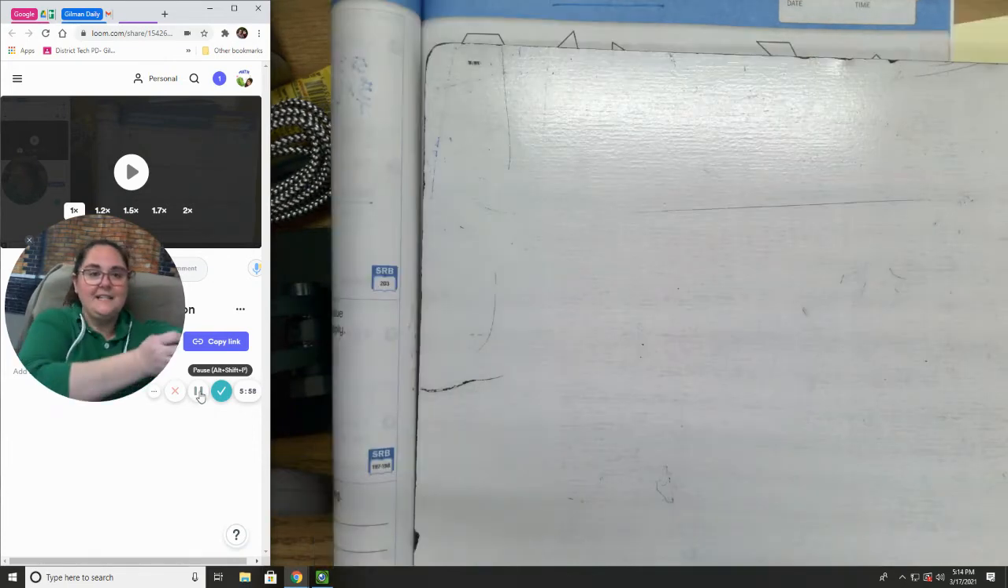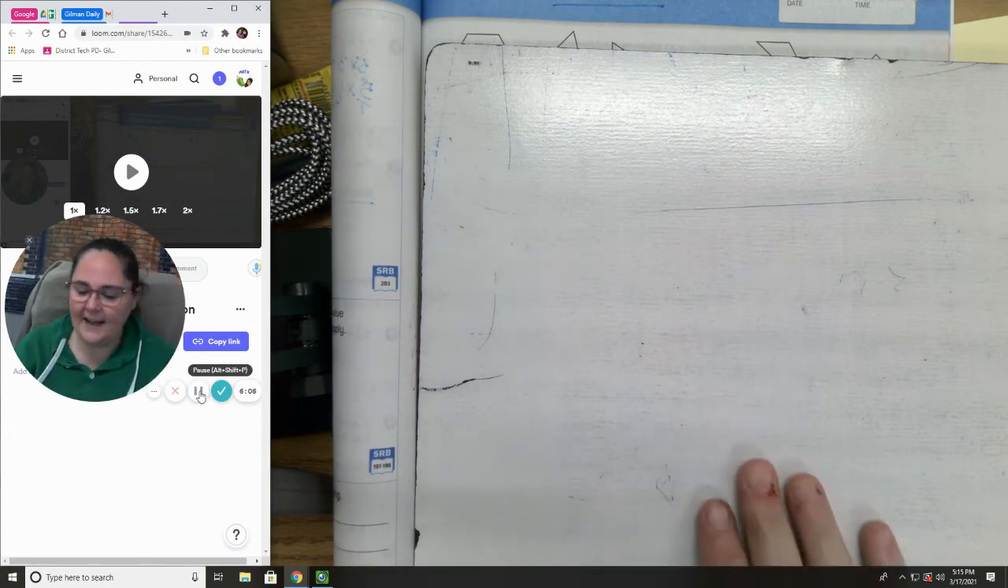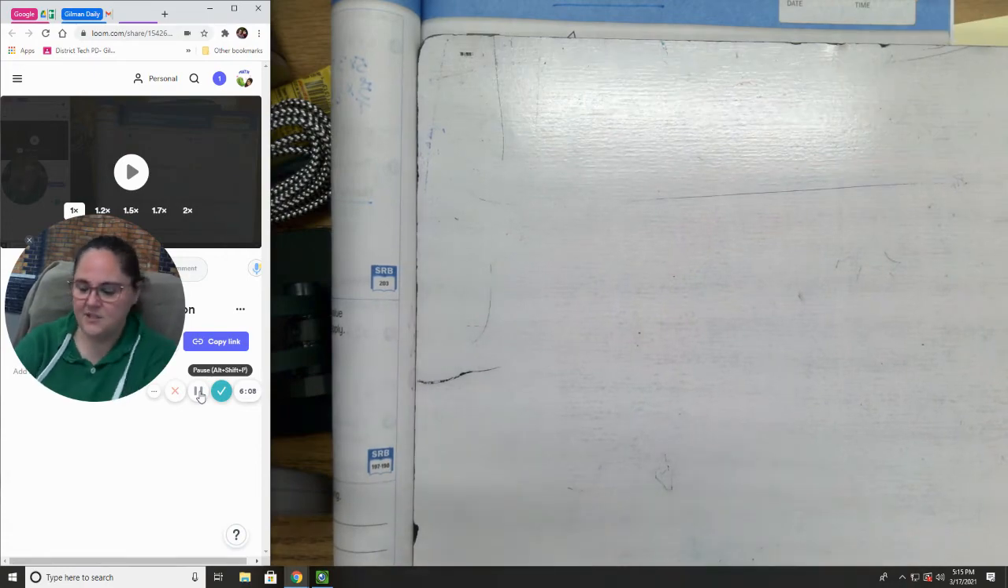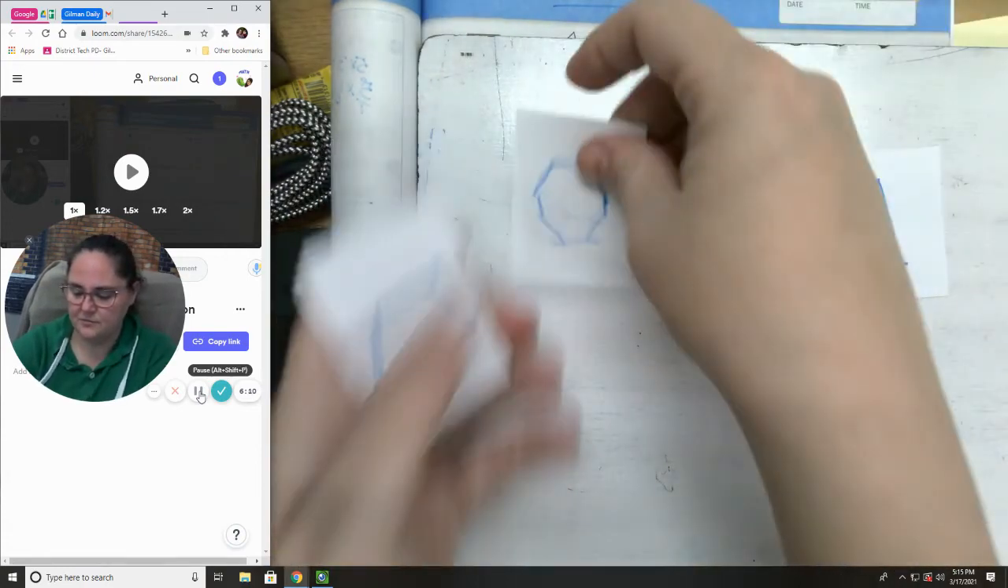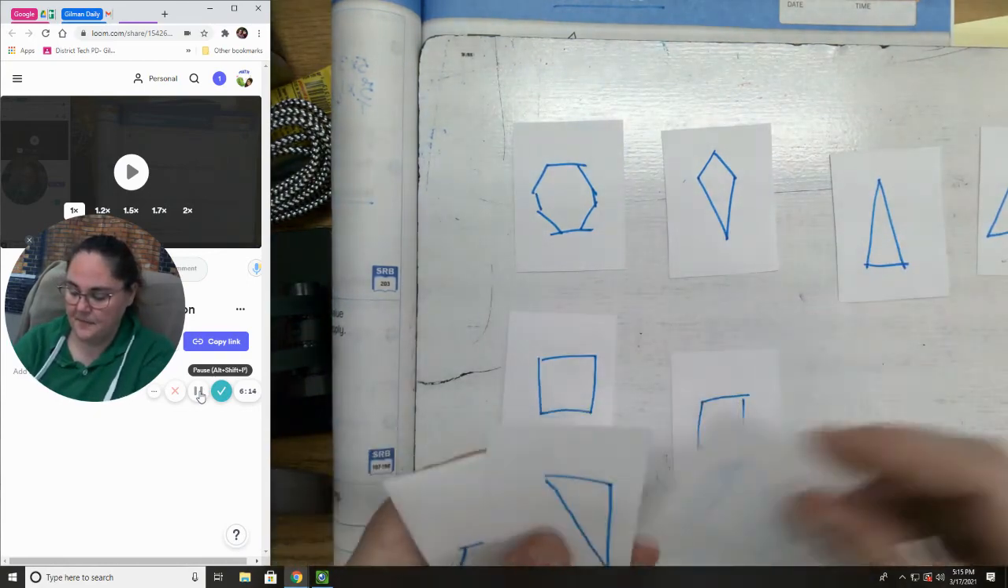All right, so what I did is I went ahead and I took the shapes that we're going to be using and I just drew them really quickly. You can do the same thing. Draw it on a piece of paper. You don't have to print it out. I just did it really quickly, okay? So these are the polygons that we're going to use. And now we're going to classify them, okay?